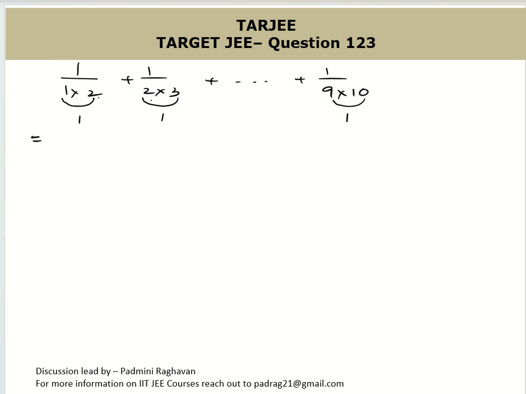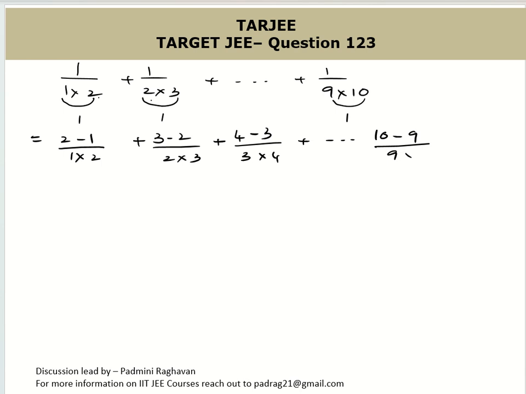We will write the numerator 1 as 2 minus 1 by 1 into 2 plus 3 minus 2 by 2 into 3 plus 4 minus 3 divided by 3 into 4 and so on. The last term can be written as 10 minus 9 divided by 9 into 10. Let us split it. If we split, we will get the first term as 2, and 2 will be cancelled, 1. Second term will be minus 1 by 2. The third term will be plus 1 by 2. The next term will be minus 1 by 3 plus 1 by 3. You can see a pattern here, minus 1 by 4. The last term is going to be 1 by 9 minus 1 by 10.